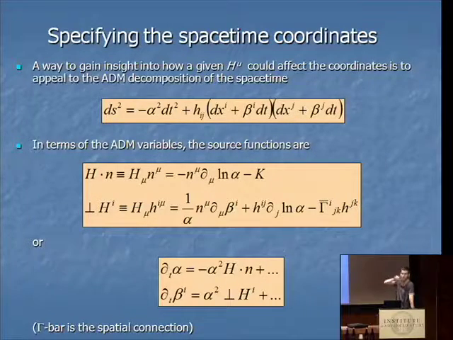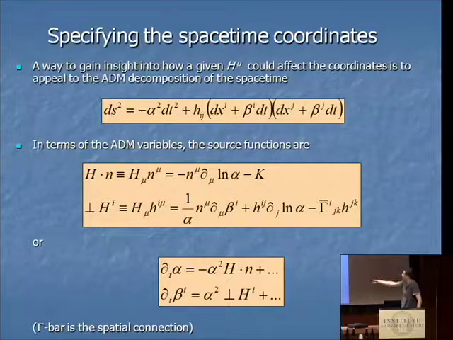So we take that box x equals h, we take that equation, we contract it with a normal, and we do the spatial projection, and we get this relationship. Here this gamma bar is the connection of the spatial metric. So everything on the right-hand side are purely spatial objects. So we've sort of done an ADM decomposition of the generalized harmonic condition.